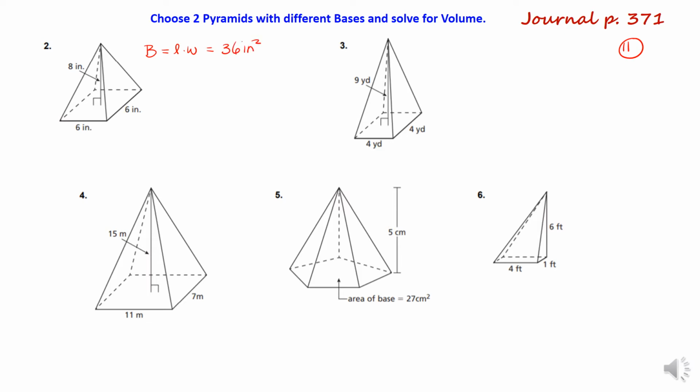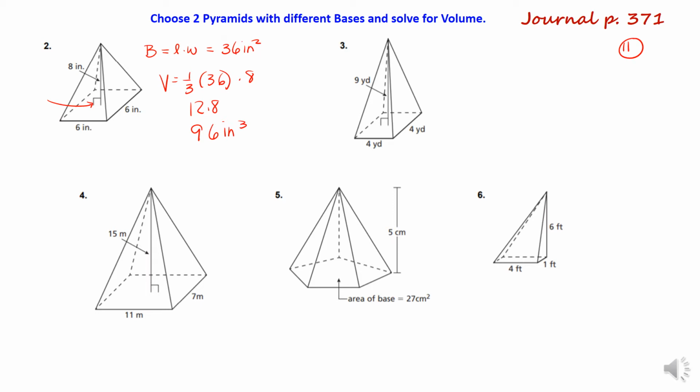Now I'm going to identify the height of my pyramid. There's the height of my pyramid. I can see that it's perpendicular to the base. So my volume is 1/3 times my big B times 8. So that would be 12 times 8 is 96 inches cubed.